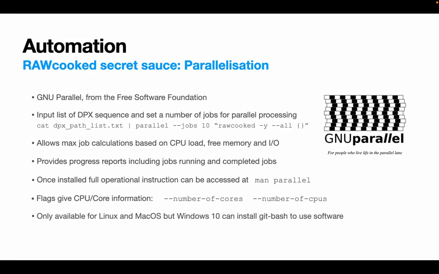For any Windows 10 users, you can install Parallel, though I've not tried this. To do it, you need to first install Git Bash, which is enabled by the Windows Subsystem for Linux feature. There are loads of great installation guides online, though, to get you started.